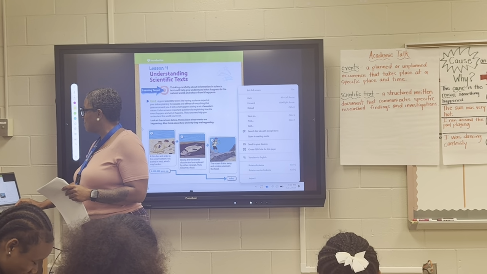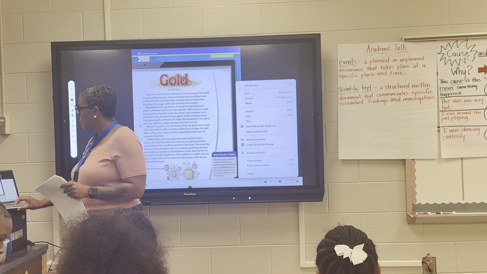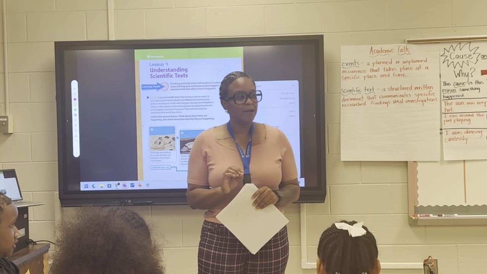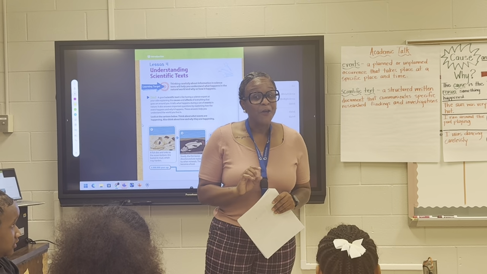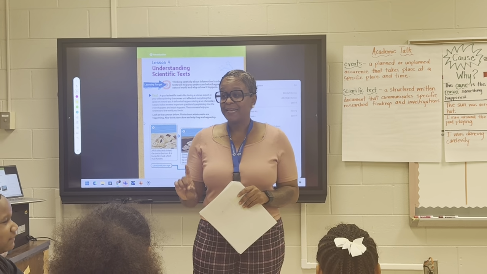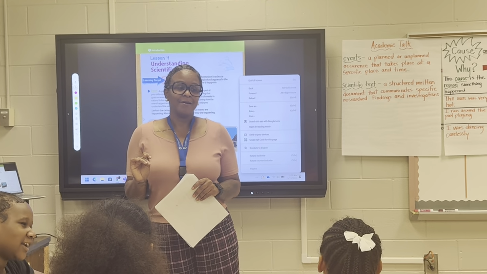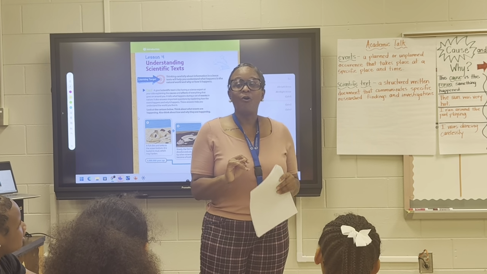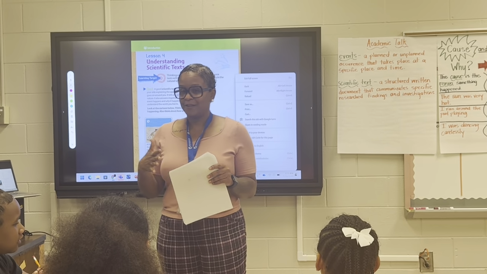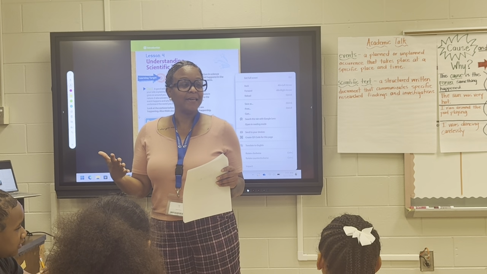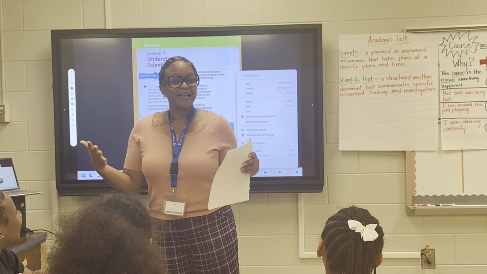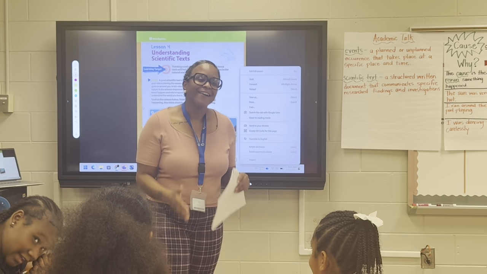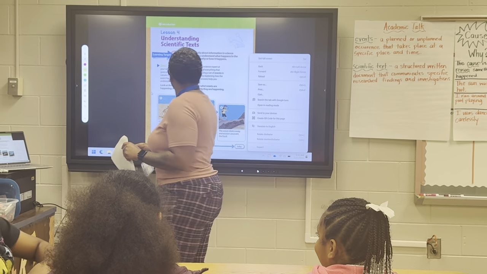So we're talking about the text structure of cause and effect. If you're listing something in order, what text structure is that? If we're listing events in order, say it. Chronological order, or sometimes we call it, starts with an S. Sequence of events. Yes. Chronological events or sequence of events.